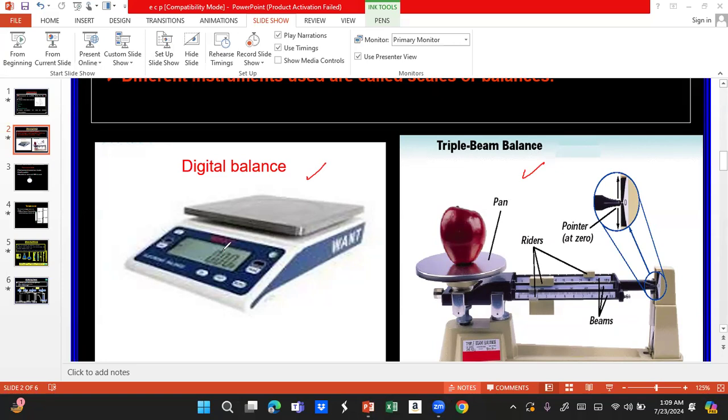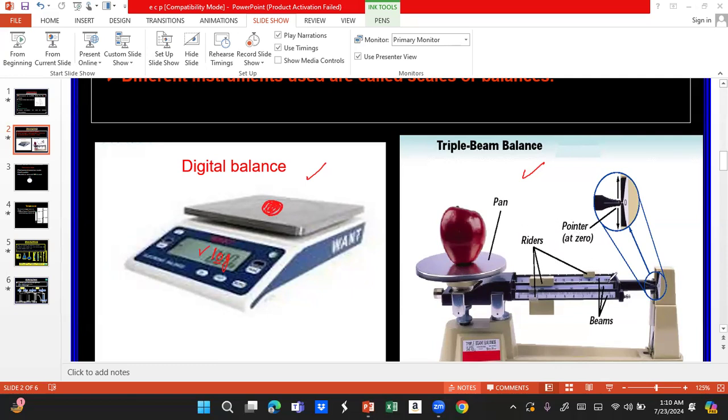When it is on, we put some weight on the top of its pan or plate. Then you will see the reading start changing. After some time, you will see some values appear here in grams. When the reading stops changing, the mass measured by the digital balance is 10 grams. Hope you understand.